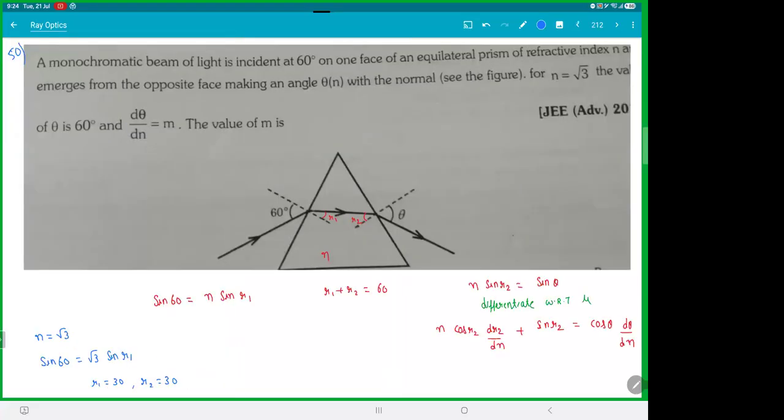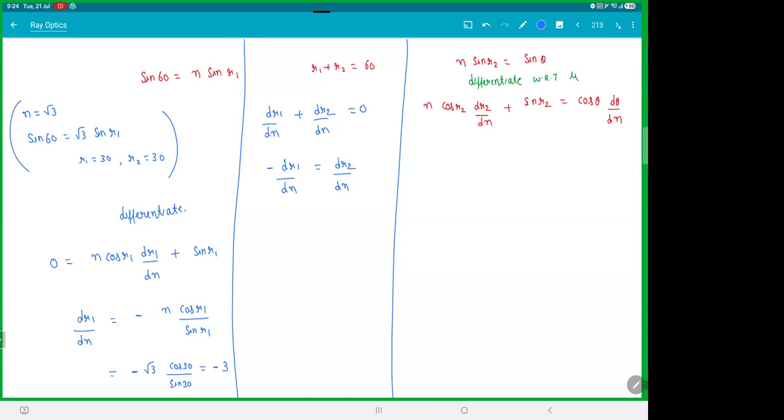r1, r2 is how much? r1, r2 are 30 and 30, right? So root of 3. I think I wrote it reversed. Sine r1 by cos r1. Still I made a mistake there and I got the answer right. So that is tan r1 and that's tan 30. Yeah, that is minus 1. Perfect. If this is minus 1, then dr2 by dn is 1.